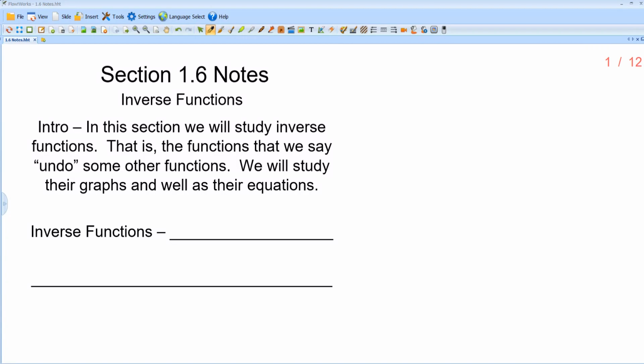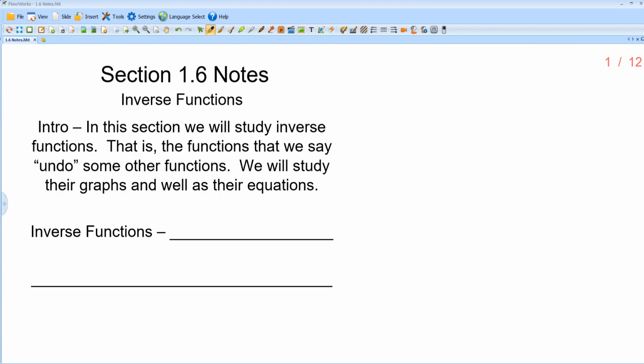So section 1.6, what we're going to be talking about here is inverse functions. So in this section, we're studying inverse functions. When we're talking about inverse functions, we're talking about things that undo, and I did air quotes, you can't see it, but we're talking about things that undo other functions, sort of like addition and subtraction undo each other, multiplication, division. Now we're talking about entire functions that undo each other.